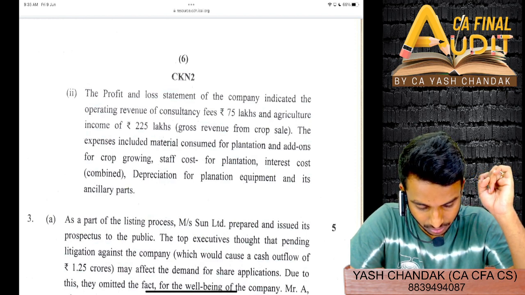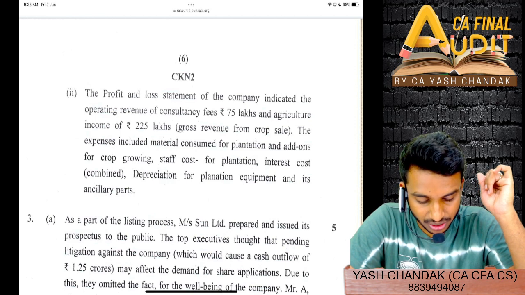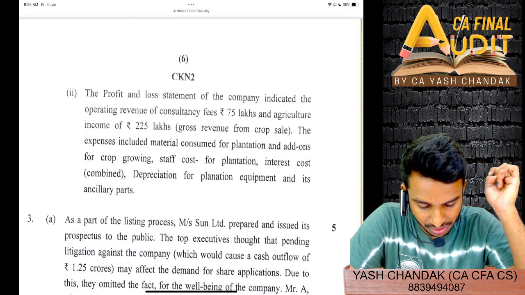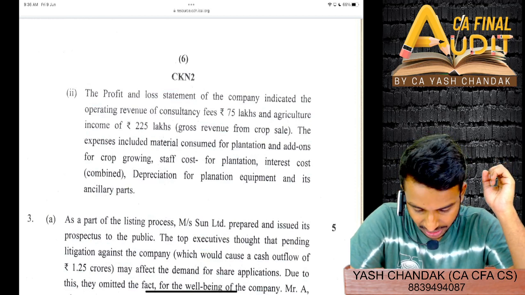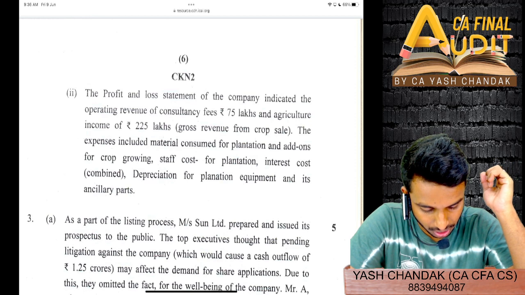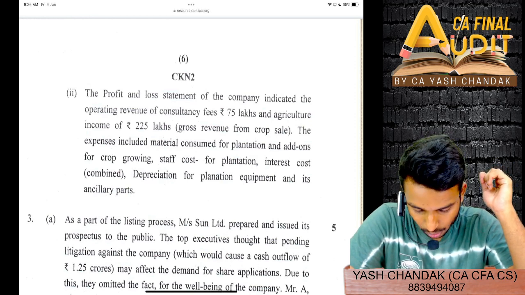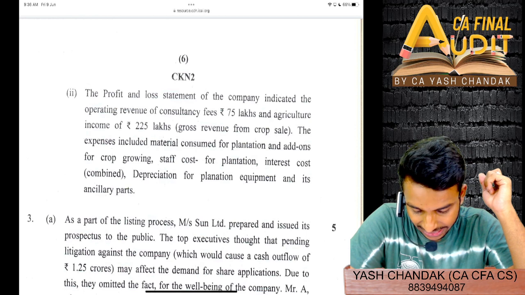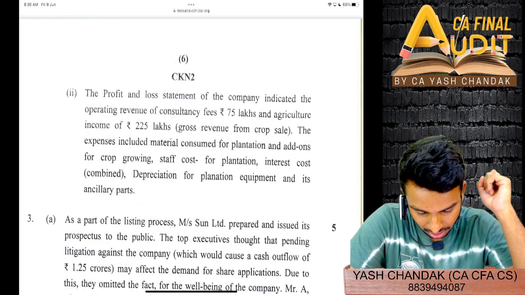Clause 21, subclause H, with respect to section 14A. This I also gave you in the test. The expenses include material consumed for plantation, add-ons for crop growing, staff cost for plantation, interest cost combined, and depreciation for plantation equipment and its ancillary parts. So all these relate to what? Agriculture income of 225 lakh.